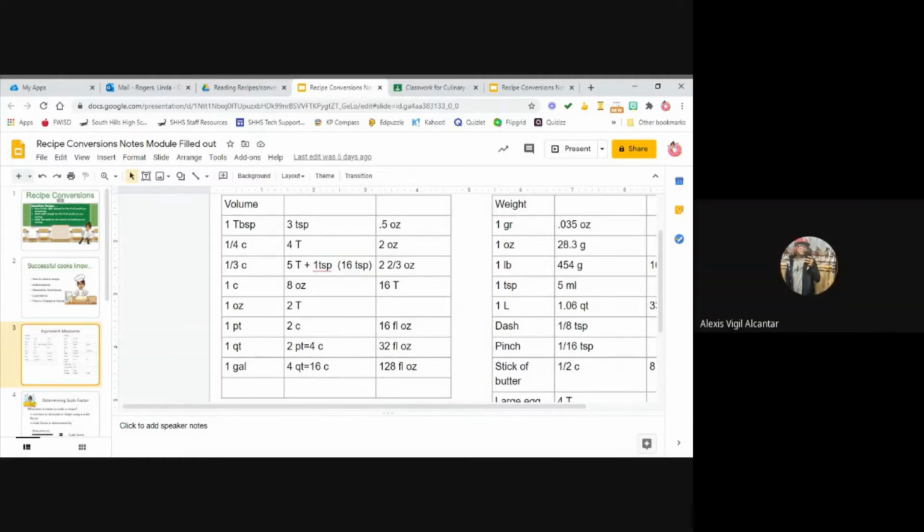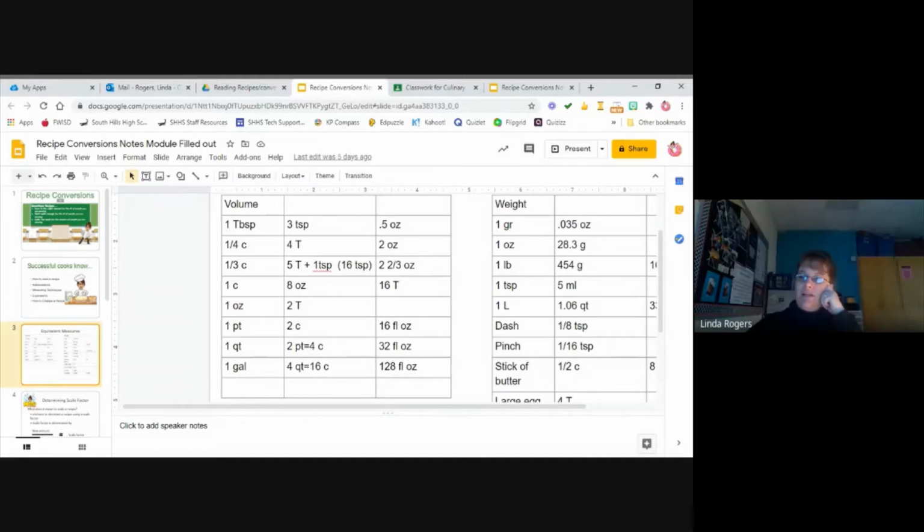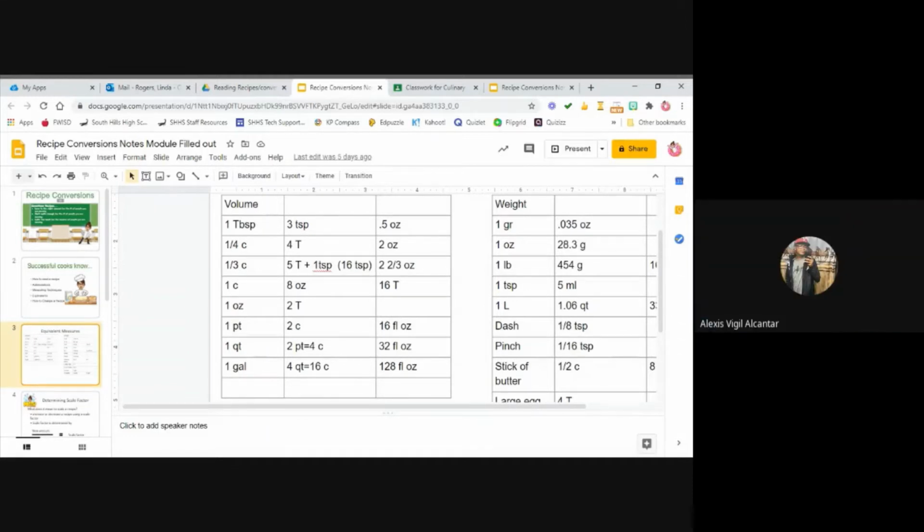So you said how much is 8 teaspoons? How many tablespoons can I get out of 8 teaspoons? All right.